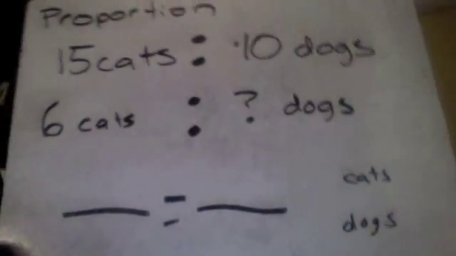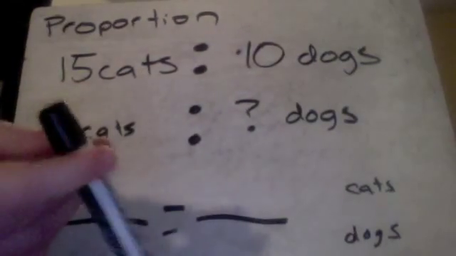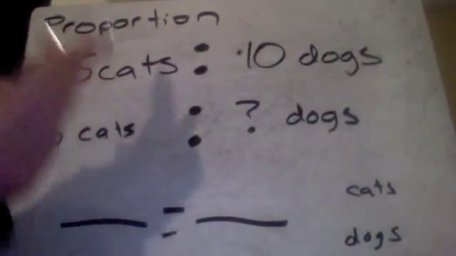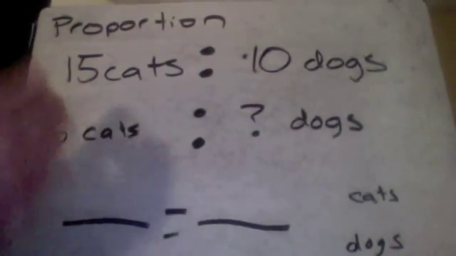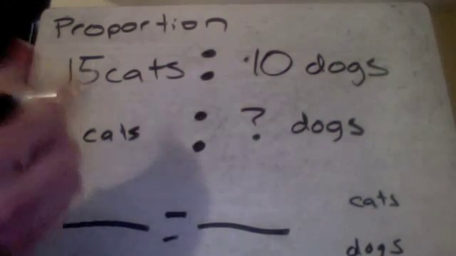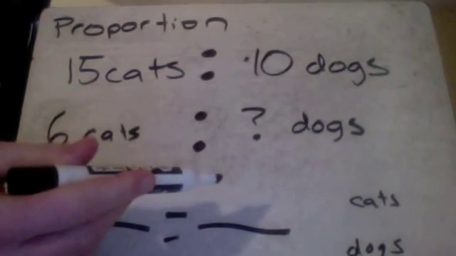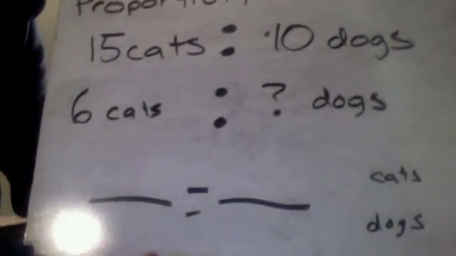Alright, for our next question. At the animal shelter, they had 15 cats for every 10 dogs. So for every 15 cats, they had 10 dogs. If we keep that same ratio and we have 6 cats, how many dogs would we have? That's what I want to try to figure out. We're going to use a proportion to figure this out.